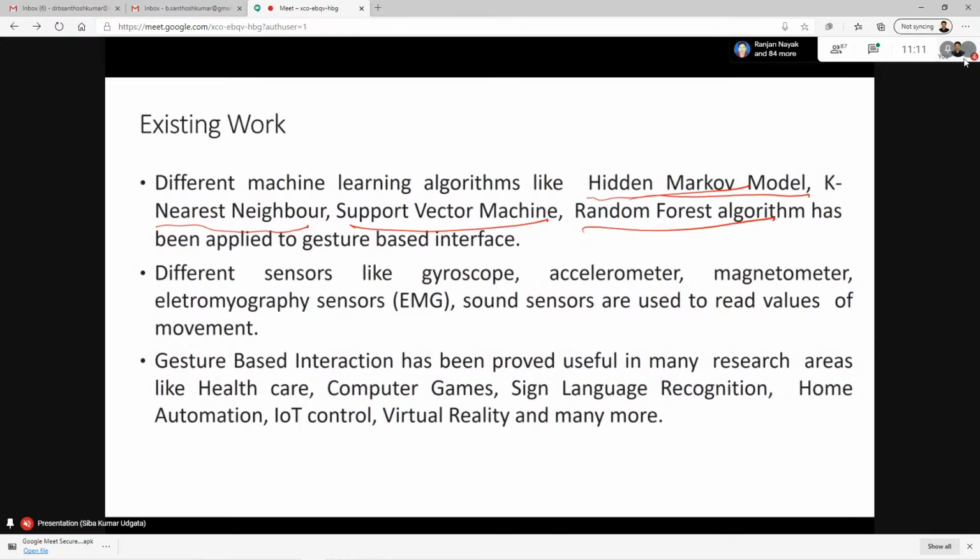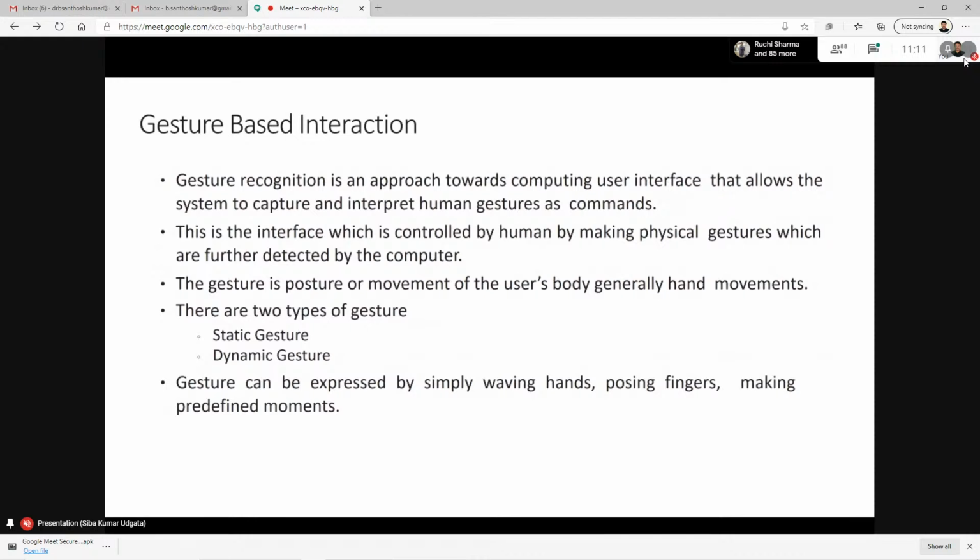So what are the sensors? People have used gyroscope, accelerometer, magnetometer, EMG sensors, and so many things. And gesture based interactions are already there in computer games and all that. But we'll see what we have done.